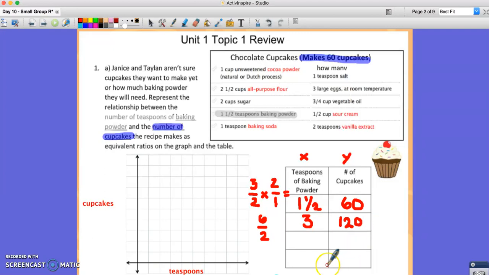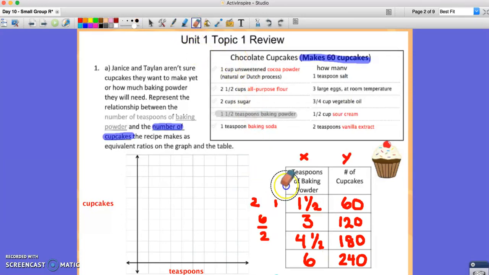Now I notice a pattern. I notice that each box in the chart will go up by 1.5 for the teaspoons. So I can go 4.5, and then 6, and then 180, 240. So that's one of the correct ways that I can fill out the table.